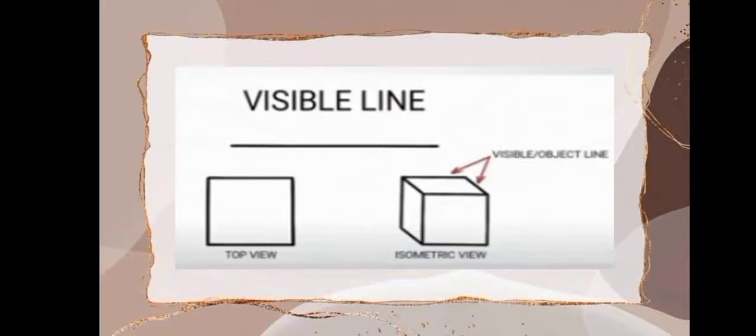It looks like a normal line but it is thick. We can see it very clearly. It should stand out clearly in contrast to other lines so that the shape of an object is apparent to the eye.